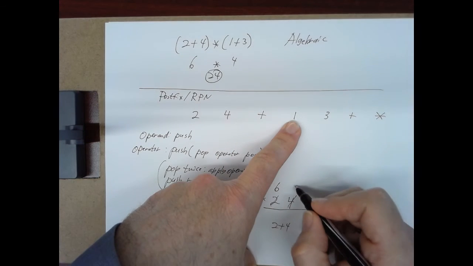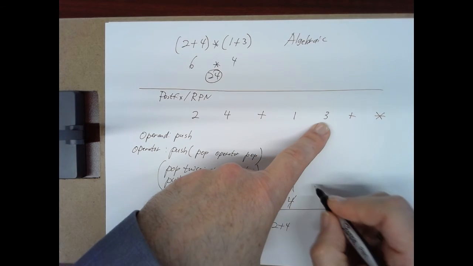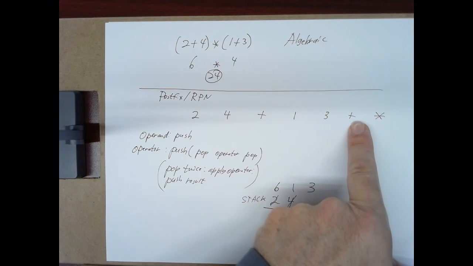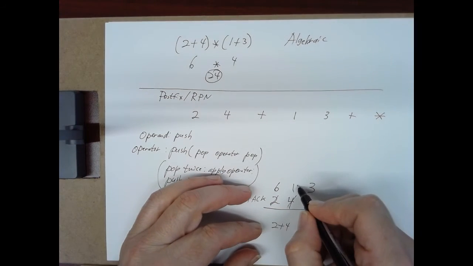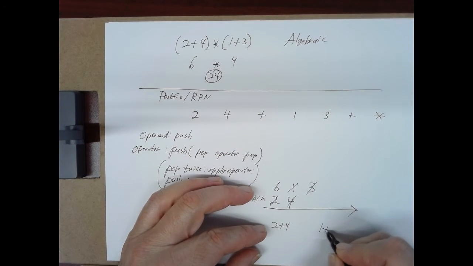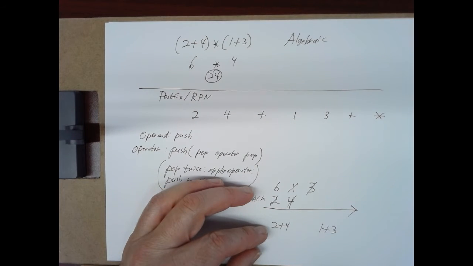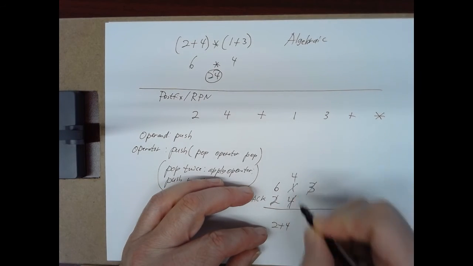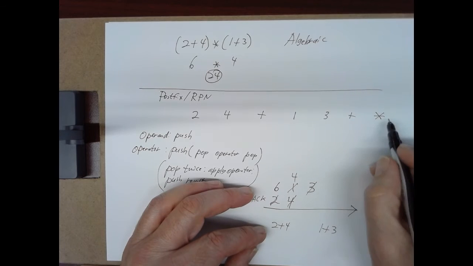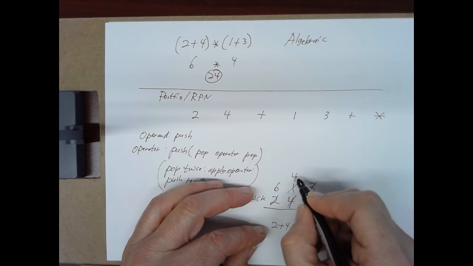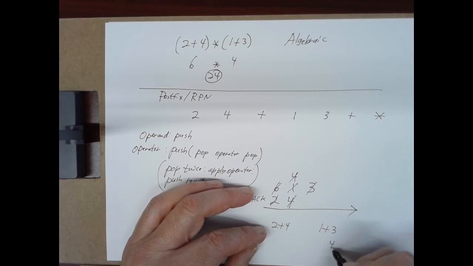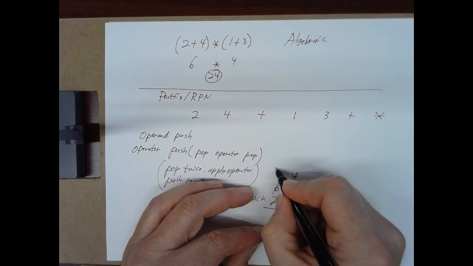There's a 1. Push that on the stack. There's a 3. Push that on the stack. There's an operator plus. Pop off the 2 things at the top of the stack. Apply the operation. The result is 4. Push that onto the stack. There's another operator star. Pop the 2 things off the top of the stack. Apply the operation. Push the result.